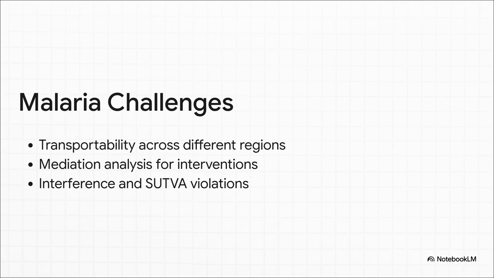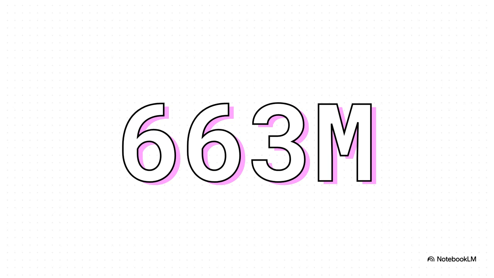Let's jump back to our malaria example for a second. Researchers face massive challenges in the field. Take transportability, for instance. Calculating if a Kenyan bednet study mathematically applies to a completely different ecosystem like Mozambique. Or interference, measuring the spillover effects when bednets in one household actually reduce the mosquito population for their neighbors, which violates traditional isolated assumptions. To solve these really complex puzzles, researchers seamlessly integrate both Pearl's graphical diagrams and Rubin's counterfactual equations. And the result of all this math? Over 663 million. That is the estimated number of malaria cases averted in Africa between 2000 and 2015.